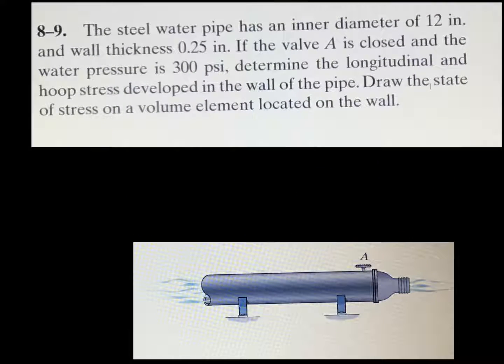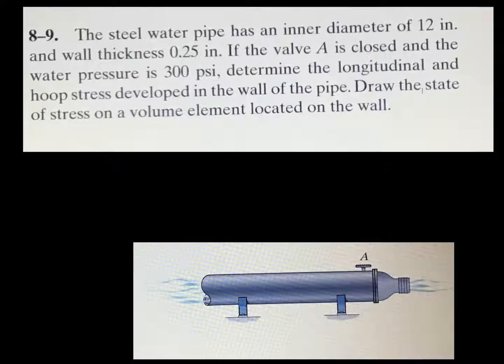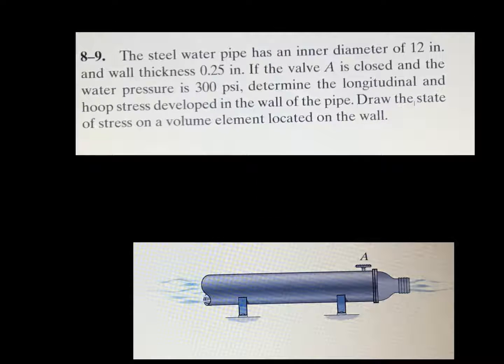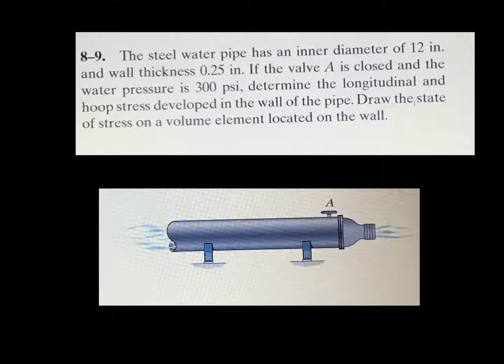Now what I am doing is I'm going to close the wall. So what happens is, due to some kind of effect, the pressure inside the tank goes up. It was initially 250 psi. Now it increases to a value of 300 psi. Now determine what will be the longitudinal and hoop stress developed in the wall of the pipe.